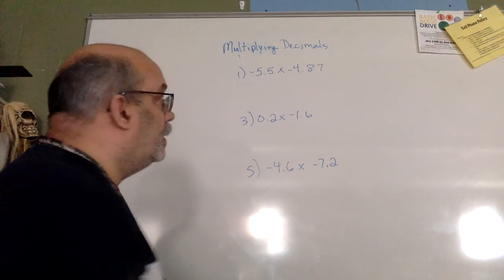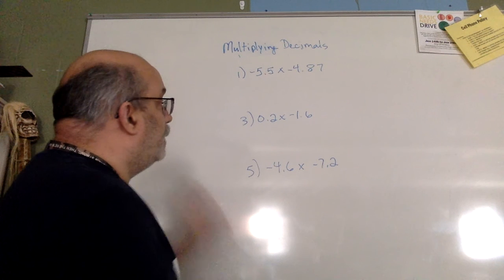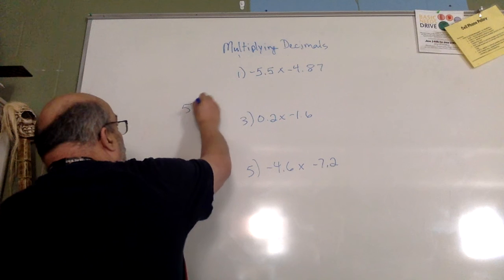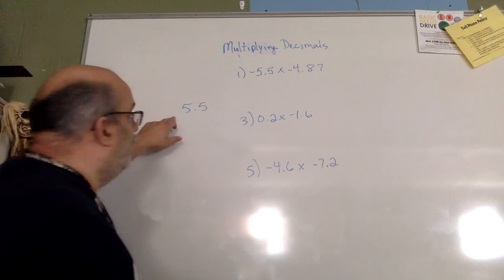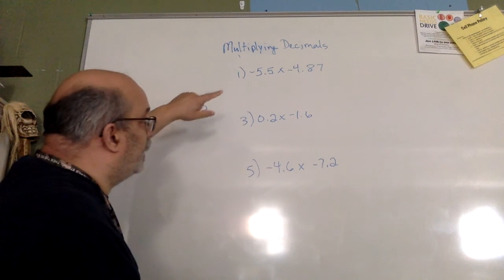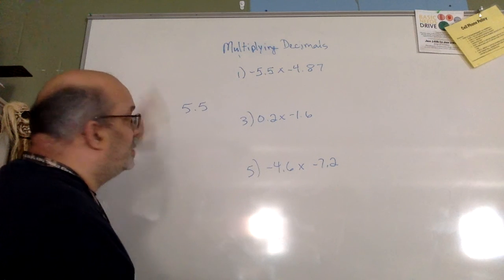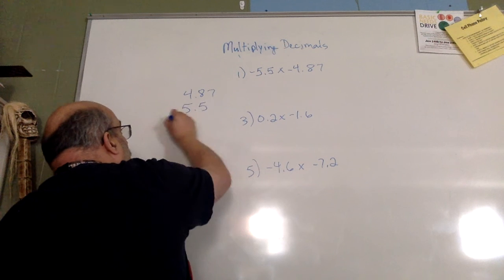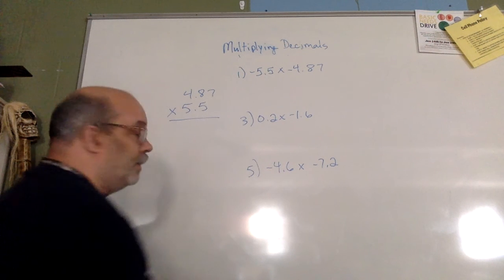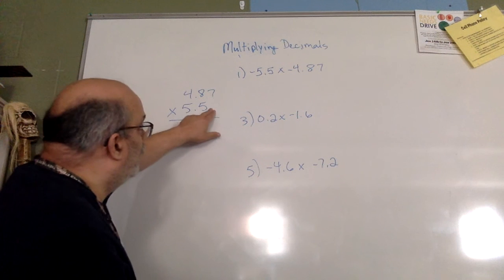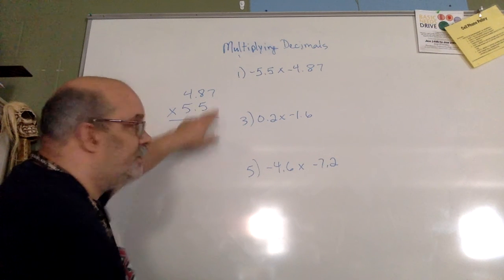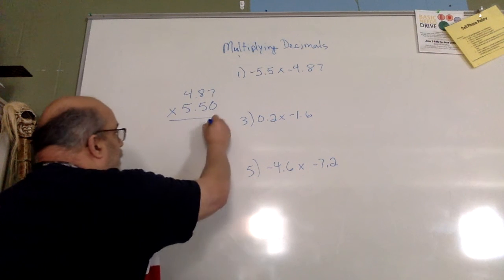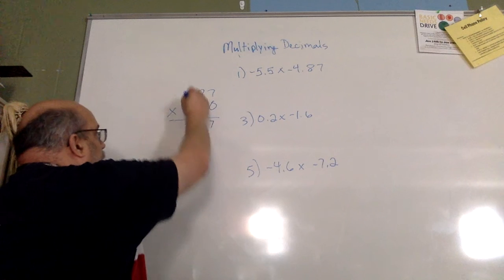Okay, so problem number one, negative 5.5 times 4.87. 5.5, we're going to put the decimal 4.87, has more decimal places, so I'm actually going to put it on top. And we're going to multiply. We're missing something right here, so we'll put a 0. 0 times 7 is 0. 0 times 8 is 0. 0 times 4 is 0.